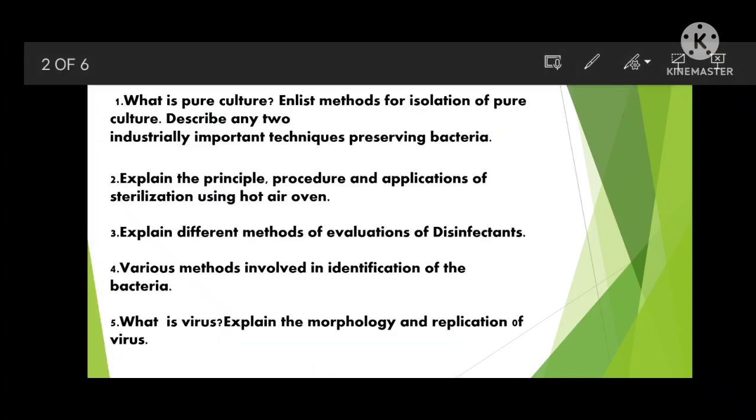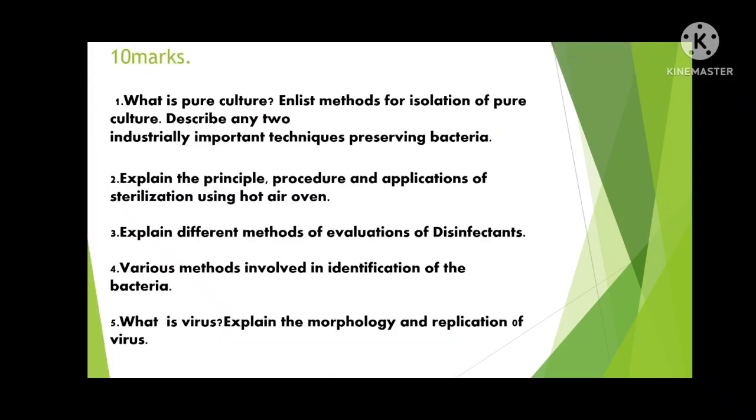Okay. The first question goes: what is pure culture? Enlist methods for isolation of pure culture. Then describe any two industrially important techniques for preserving bacteria. First you have to write what is pure culture, means we are developing only a single type of individual, a single type of cell, single type of bacteria. And you have to list the isolation of a pure culture, like streak plate method, then spreader method. Some methods are there. First you write all those methods, then you explain any two.